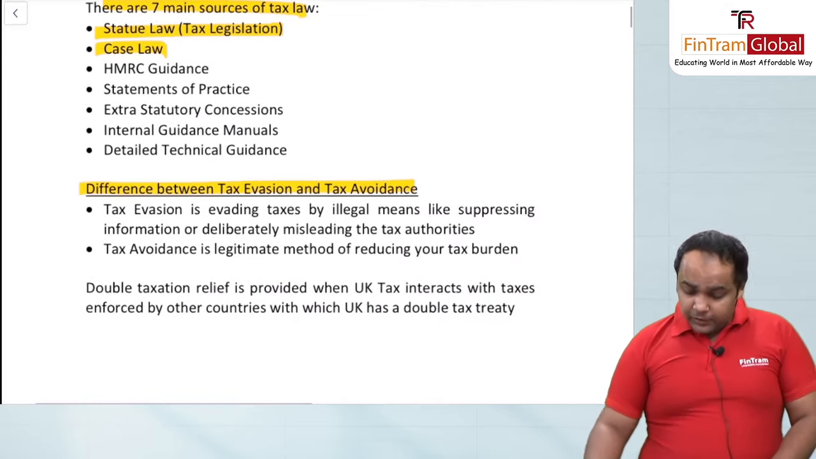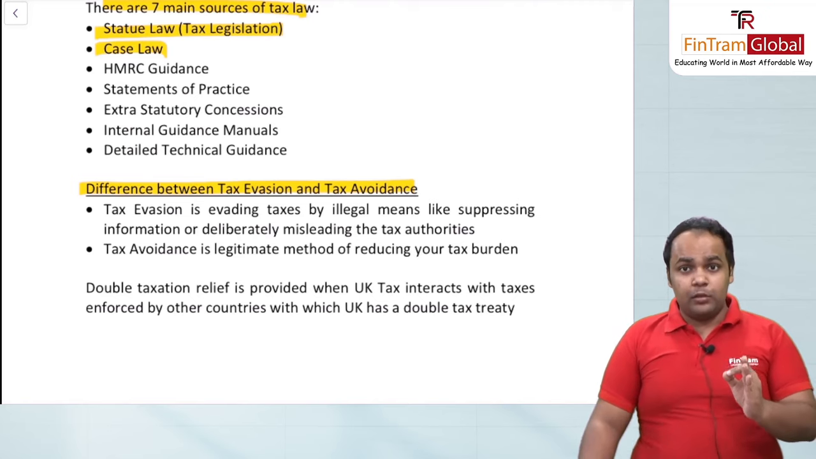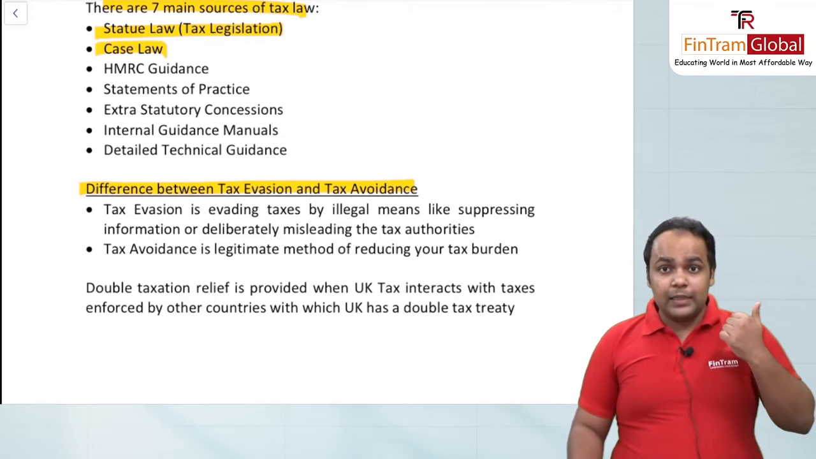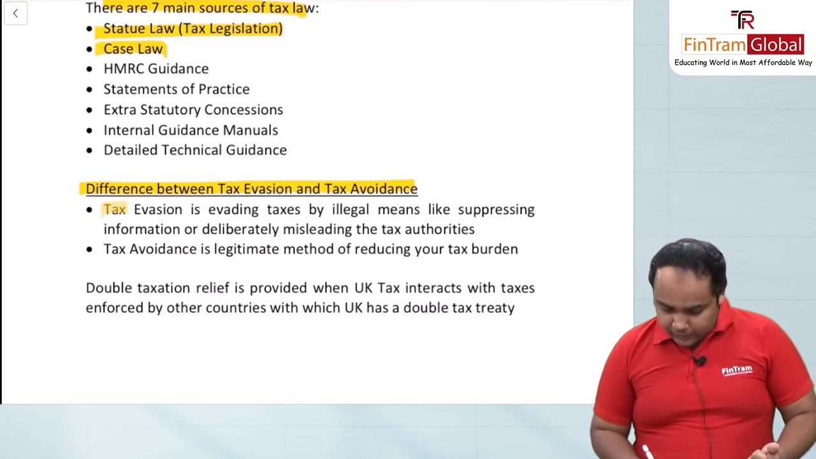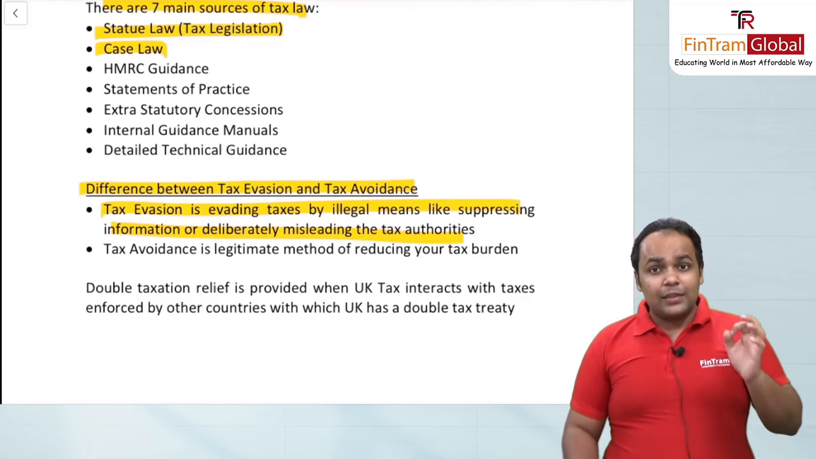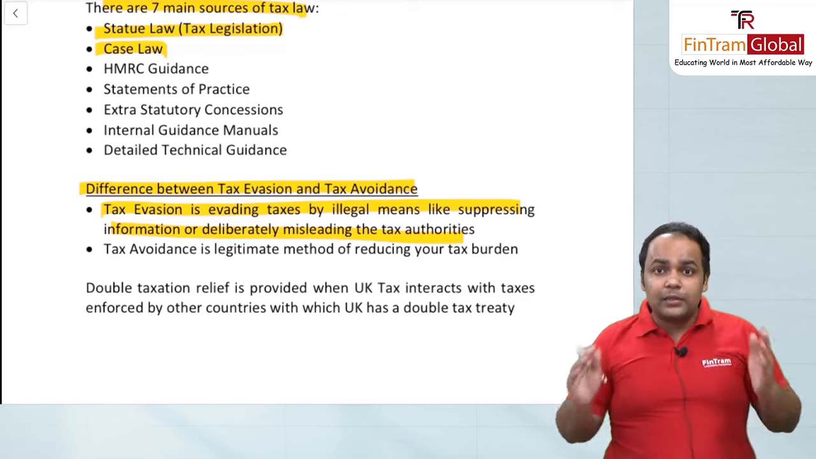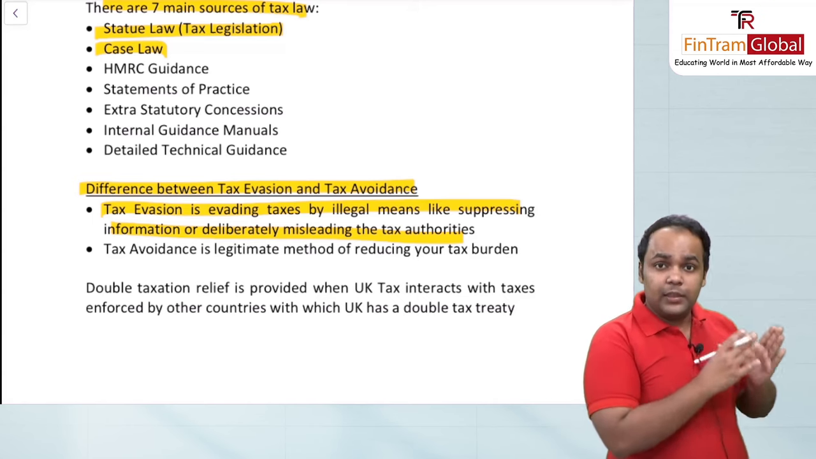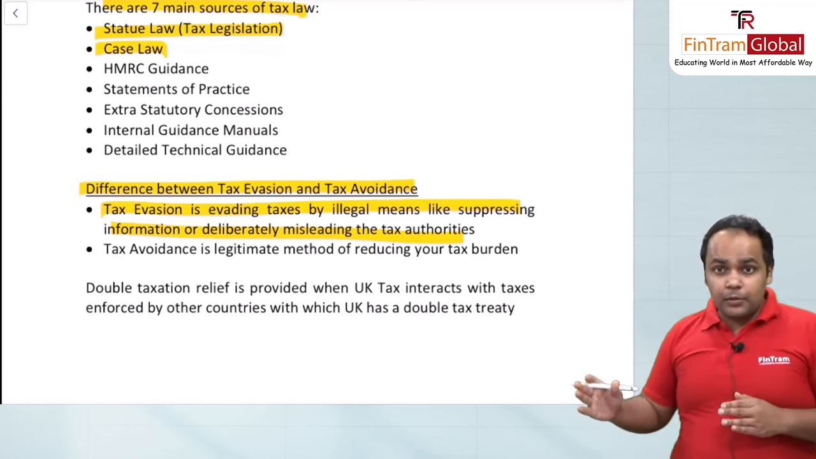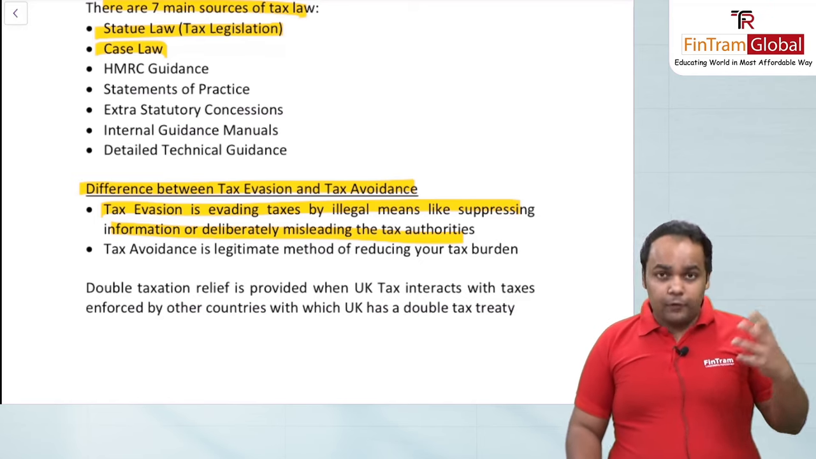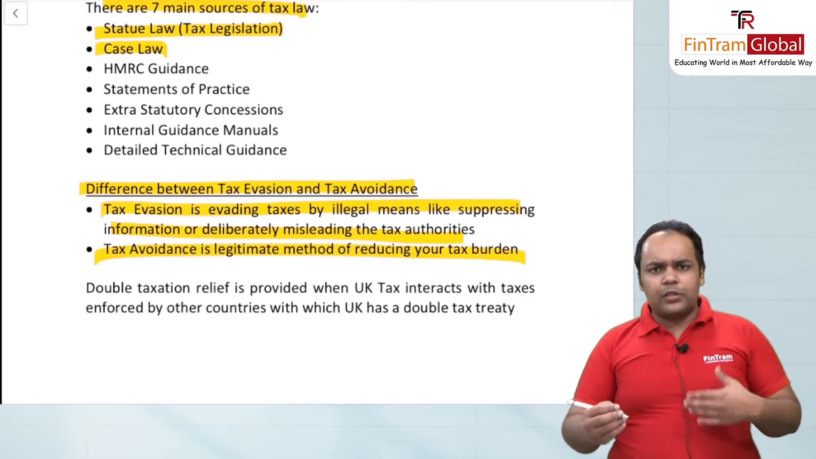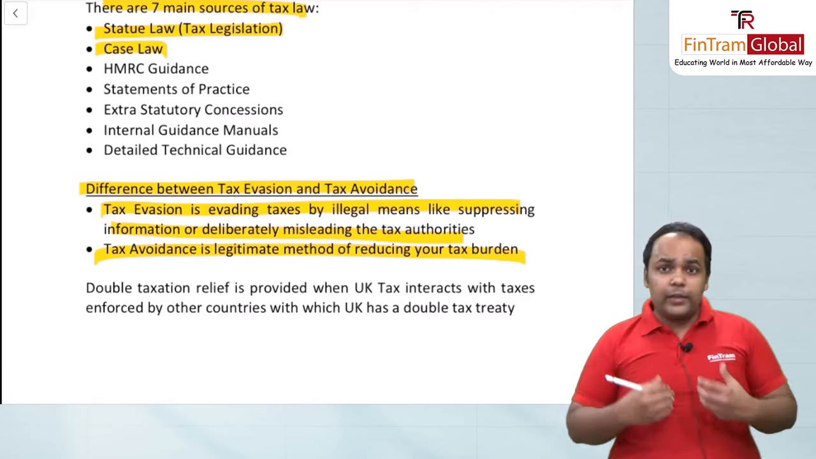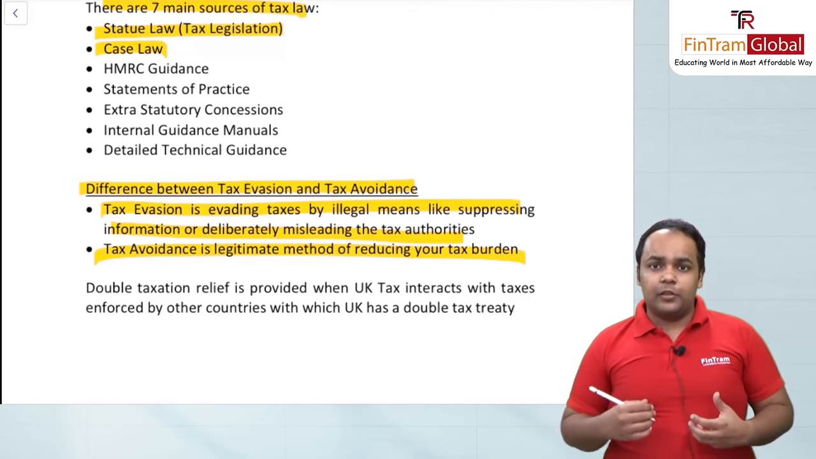Finally, we learned the difference between tax evasion and tax avoidance. Guys, very, very important. From an exam point of view, it might be tested in the form of an MCQ. Tax evasion is avoiding taxes by illegal means, like suppressing information or providing incorrect information. Tax avoidance is using tax mechanisms available in the tax legislation to reduce your tax liability. Tax evasion is a completely illegal activity with a criminal offense, while tax avoidance is a perfectly legal activity. And there are, of course, mechanisms like the general anti-avoidance principles, GAAP, to avoid the misuse of tax avoidance structures as well.